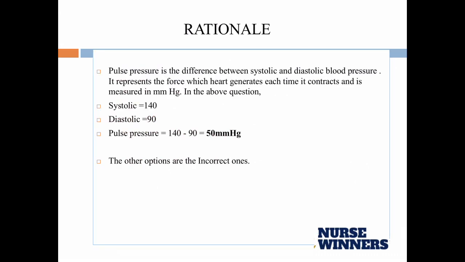Let's see the rationale. Pulse pressure is the difference between systolic and the diastolic blood pressure. It represents the force which heart generates each time it contracts and is measured in mm of Hg. In the above question, systolic pressure is 140, diastolic pressure is 90 mm of Hg. So the pulse pressure is the difference between systolic and diastolic. So 140 minus 90 gives an answer of 50 mm of Hg. All the other options are incorrect.